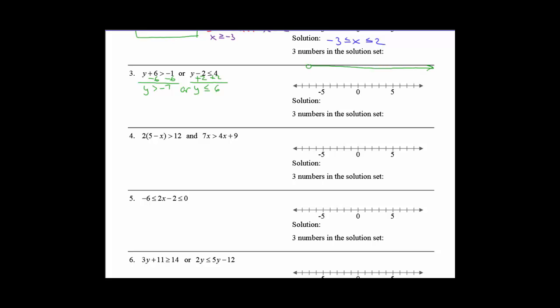Y less than or equal to 6 would have a solid circle on 6 and shade to the left. And then when I put them together with the word or, I don't need to leave anything out. I can put in everything that was in the first graph and everything that was in the second graph. And it seems pretty clear that since they overlap, I'm going to get the entire number line. So the solution set would be all real numbers.